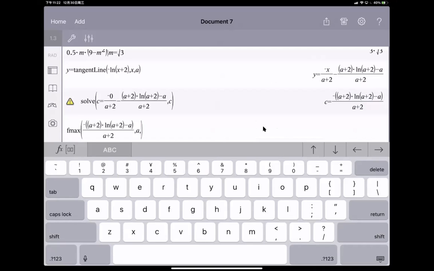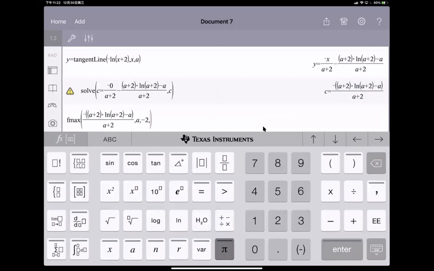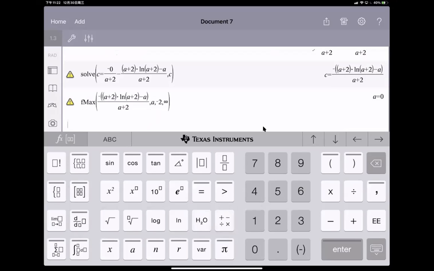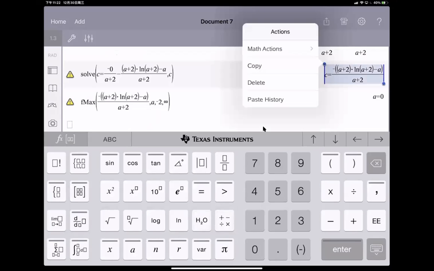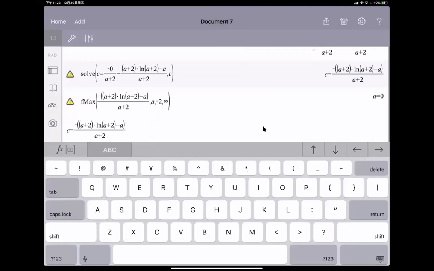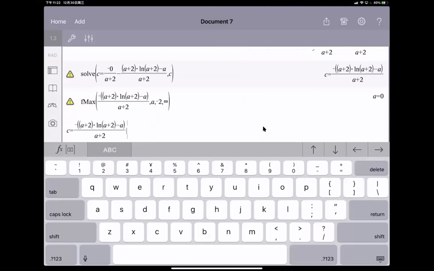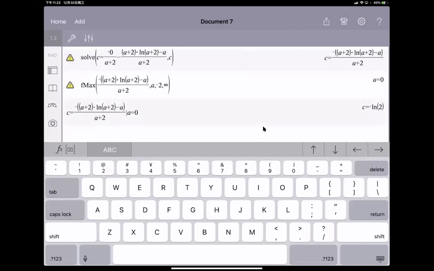So now I'm finding the maximum value of C by using F max. The function itself is defined on -2 to infinity. How should I get out my infinity? Okay, infinity, there we go. So at A equals 0, you obtain the maximum value of C. Now copy this down, and on your CAS calculator, get the bar out by using control equal sign, okay? C is minus natural log 2. That's it.